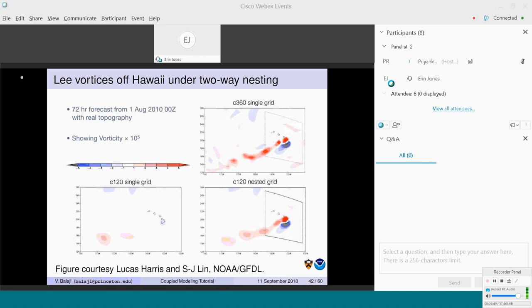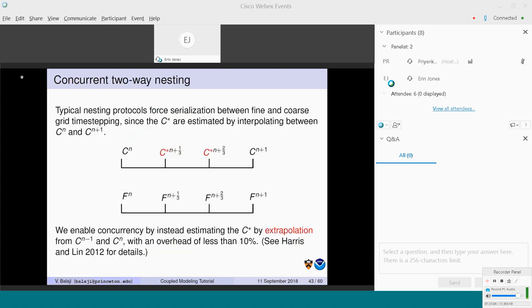You're right, when I said that you compute the exchange rate only once, but honestly, I'm just thinking about it. Each time the thing moves, you would have to recompute it. It would be quite expensive, actually. The other issue with this two-way nesting is that normally it can only be done serially.